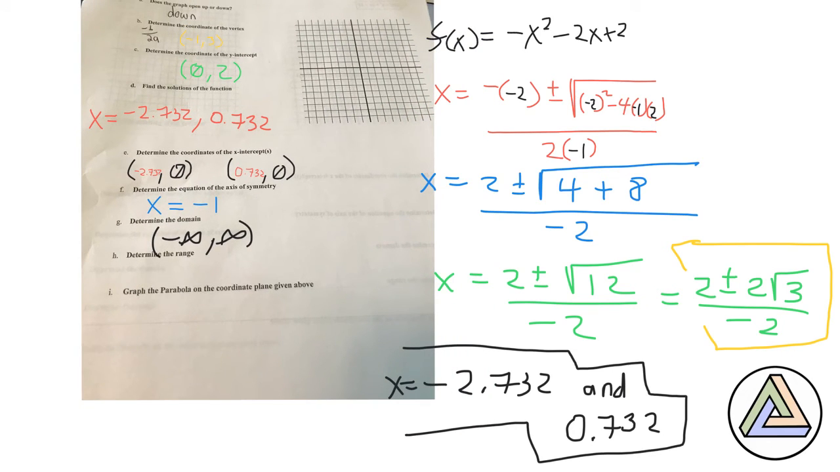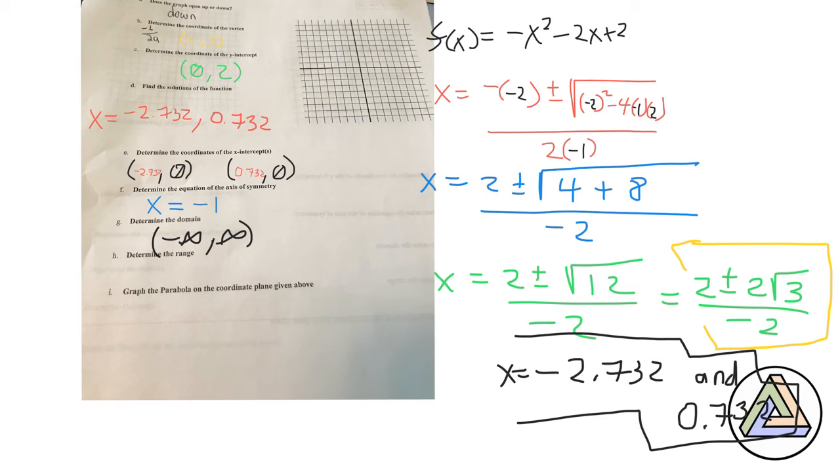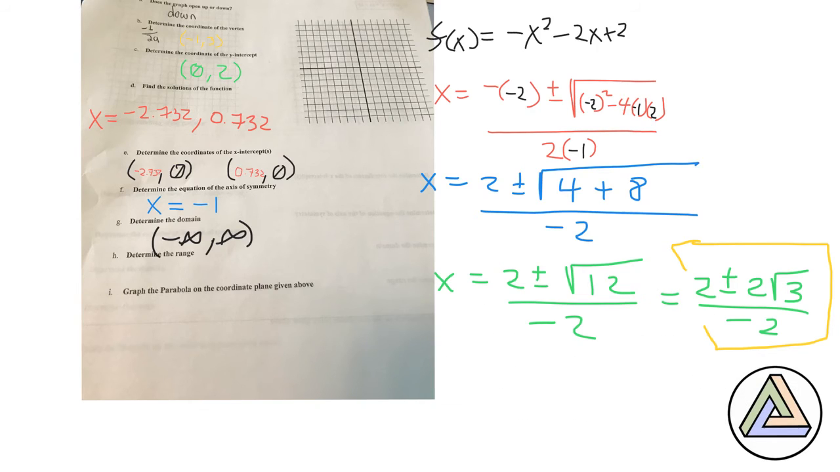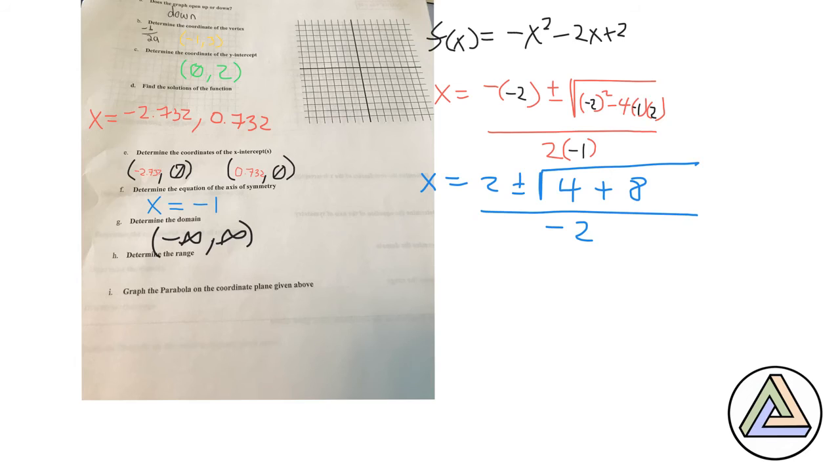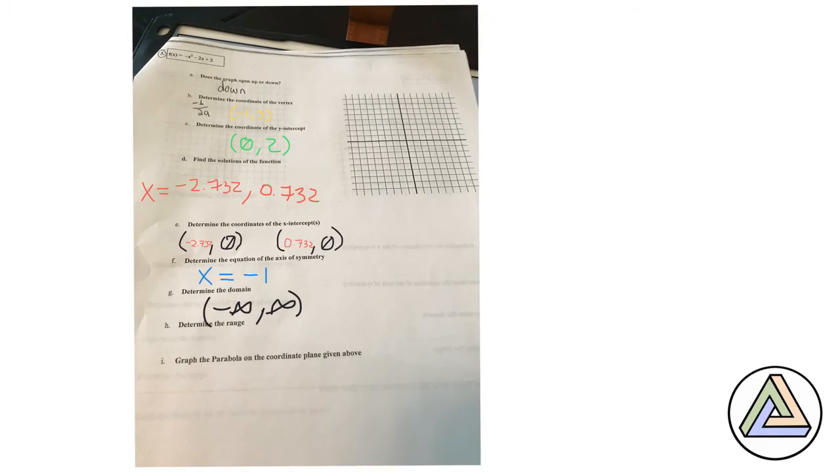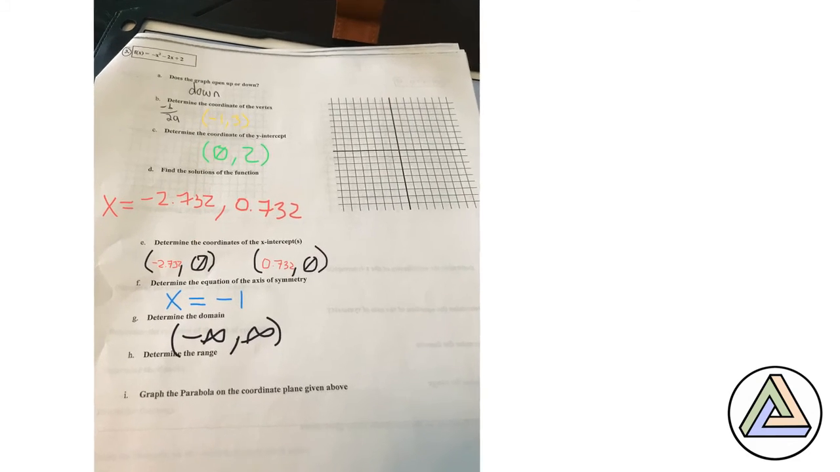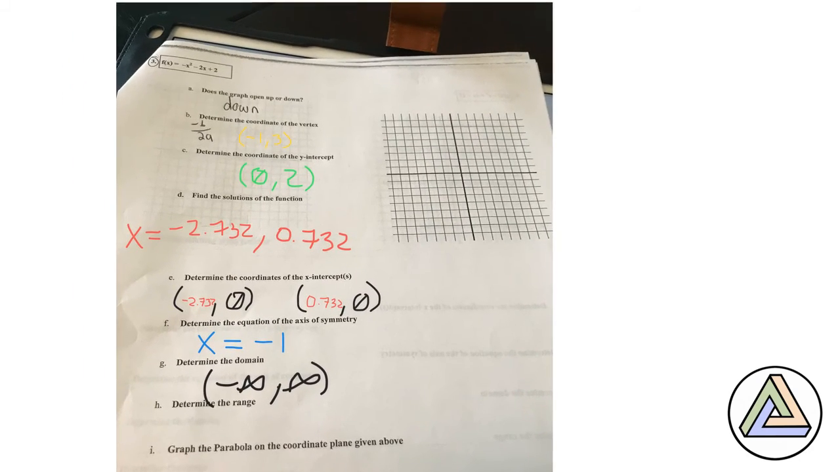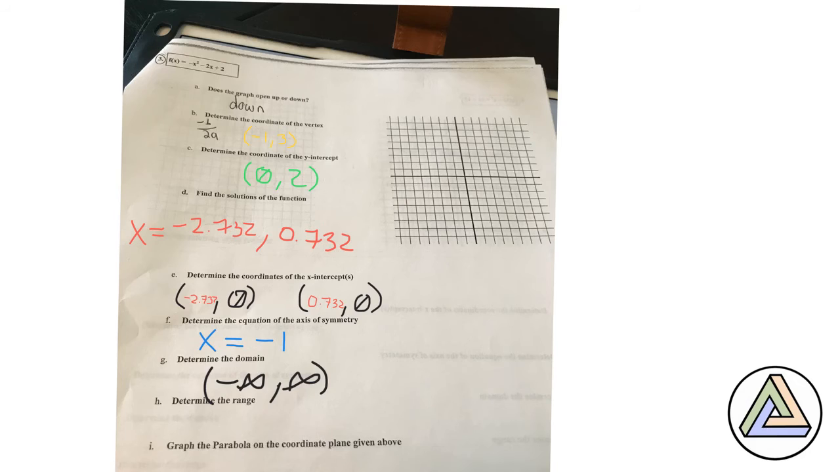Okay, determine the range. Well, as I had advised before, you might want to just graph this right now because we have a lot of information. We have enough information to make a decent graph. I'm going to erase this too, why not? So let's go ahead and do it, and that will help us find the range fairly easily.